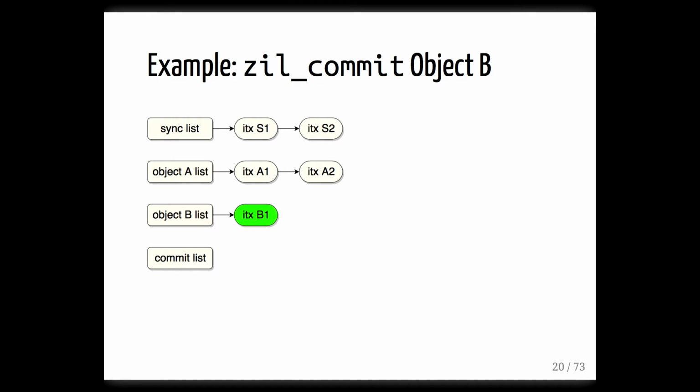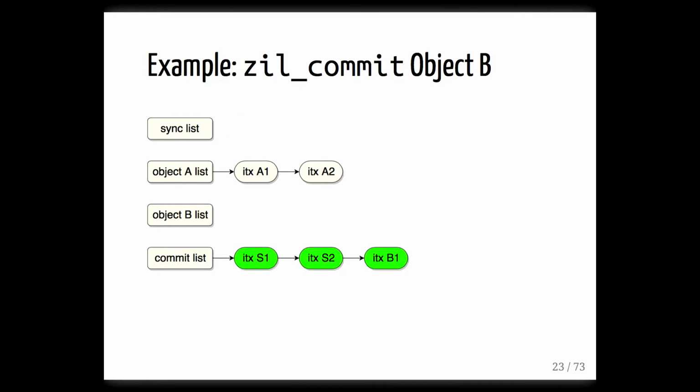The first step is to move all of object B's async ITXs to the sync list. So we select the ITXs and move them. Next, we move the entire contents of the sync list to the commit list. Additionally, it's worth pointing out, the point of the commit list is so we have a list of ITXs to write out that will not be modified by any concurrent ZPL activity. As new ZPL operations occur, the sync list may change. For example, operations may be added to it, but the commit list will remain the same.